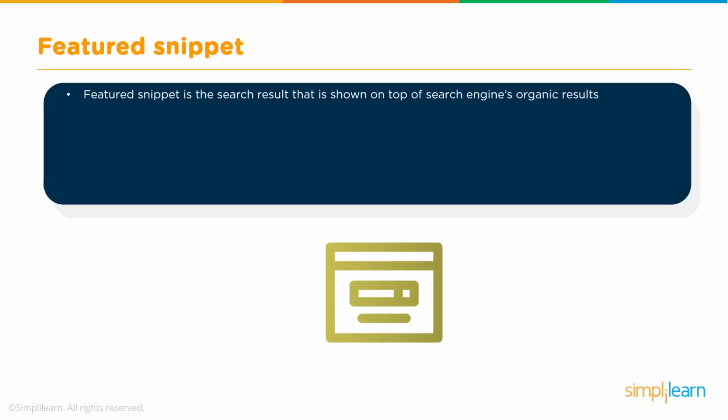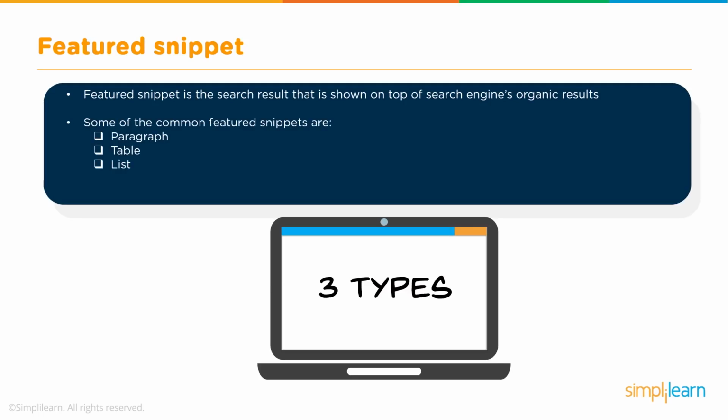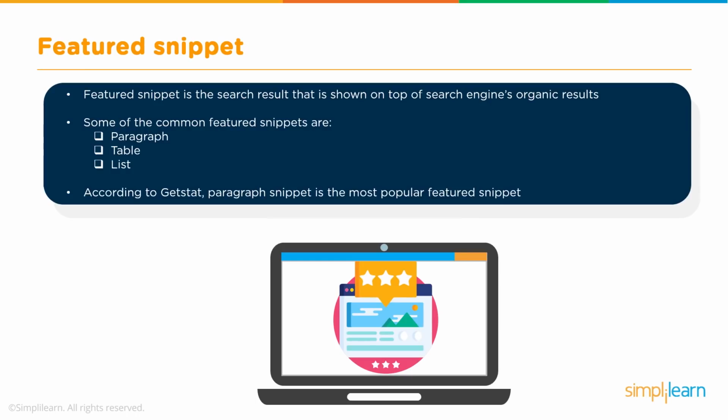So let's talk about featured snippets. Featured snippets is the search result that generally shows up at the top of the search engine organic results. So it's informational content, and you'll see it above organic results, but you'll also see it below search advertising. Some of the common featured snippets you may see are in the form of a paragraph, a table, or a list. Paragraph snippets tend to be the most popular. And let me show you an example of a featured snippet.